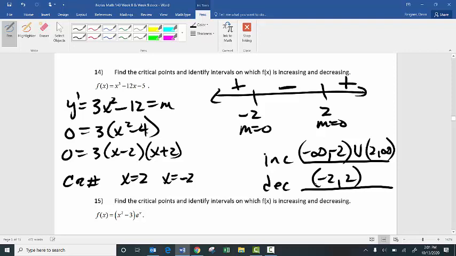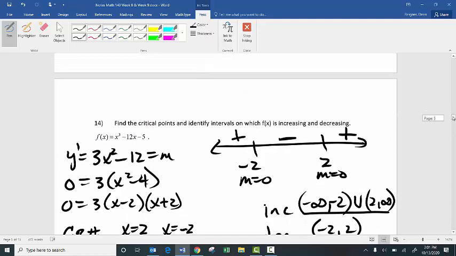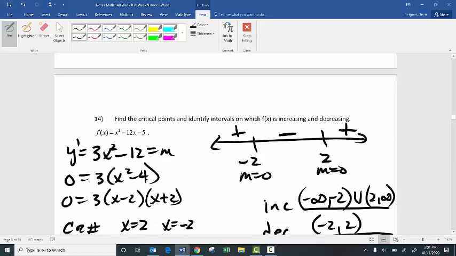You never include these where the slope is 0, because when the slope is 0, that means it's not increasing or decreasing. So what this function looks like, based on the pattern of the pluses and minuses: if the slope is positive, it's going to go up, and then at -2, it's going to hit a high point where the slope is 0, and then it's going to go down, and then at +2, it's going to hit a slope of 0, and then it's going to go back up.